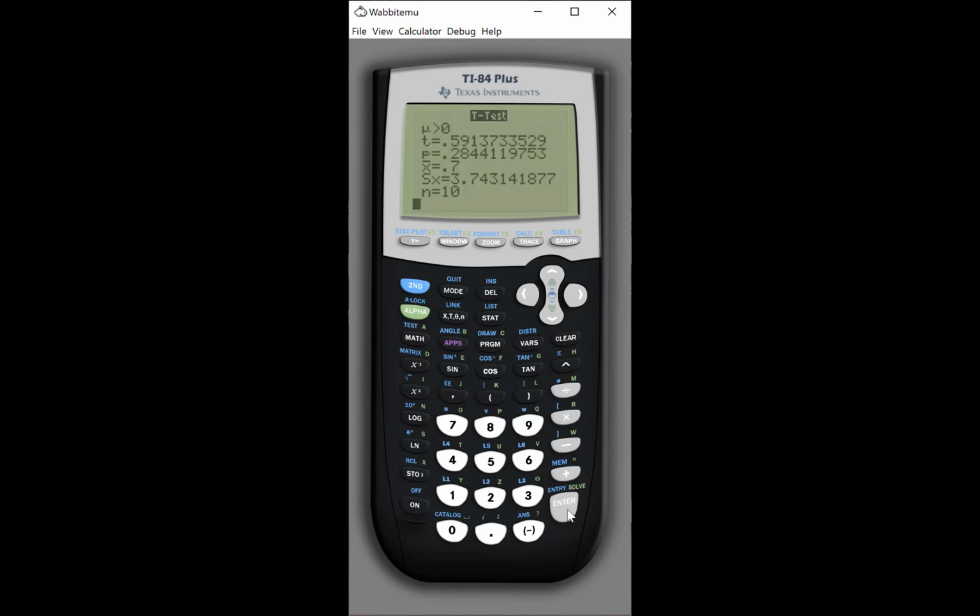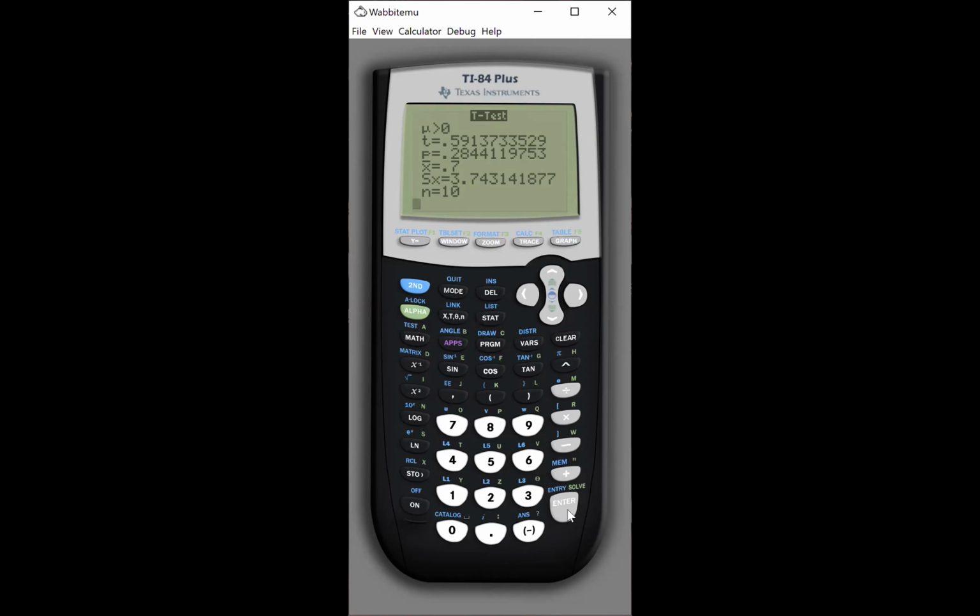So if we go to calculate, if you look at my X bar, that's D bar. You get 0.7 for D bar. If you look over where it says S of X, that's 3.7. So that's your S of D. So we'll put 3.7 for S of D. And lastly, if you look at your T value, you get 0.5914. Your T value is not that far away from 0, so it's kind of telling us there is no significant difference. But lastly, if you look at the P value, we actually get 0.2844.